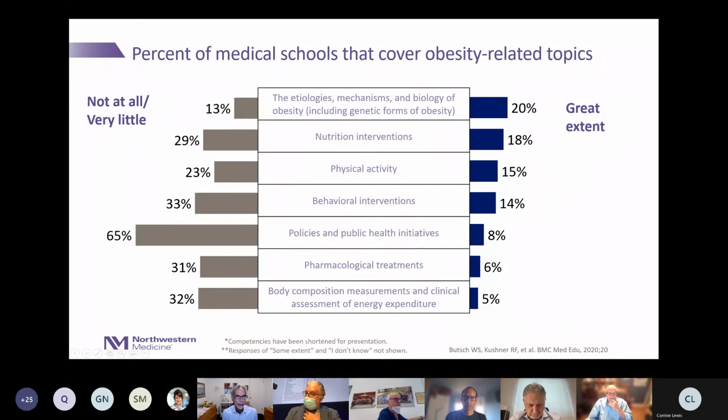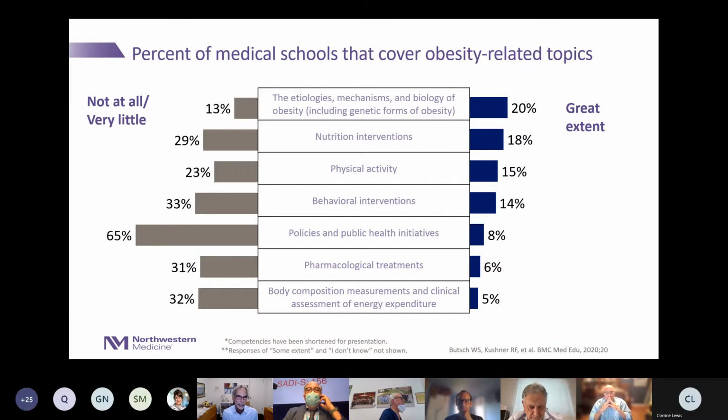So I'm going to start with what's going on in medical schools, in the United States medical schools. And what we did is we sent a survey to 140 medical schools in the United States. We got 40 to respond. The response rate was 29%. But I think this is an eye-opener.